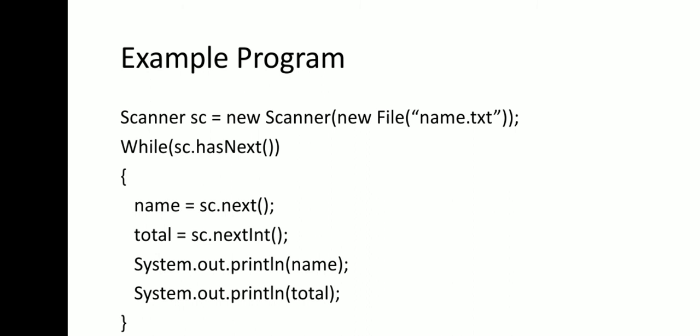So what is the use of the next function? next() will read the string from the file, and if you want to read some integer value or some other data, you have to use the respective function. Here total is a numerical value, so total is equal to sc.nextInt(), and I have read these two pieces of information from name.txt and stored them in name and total.